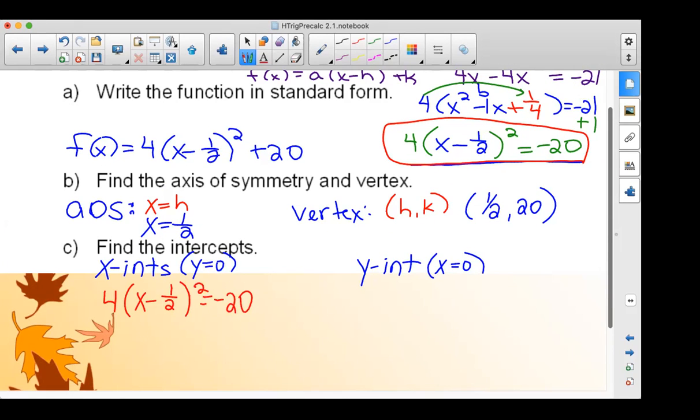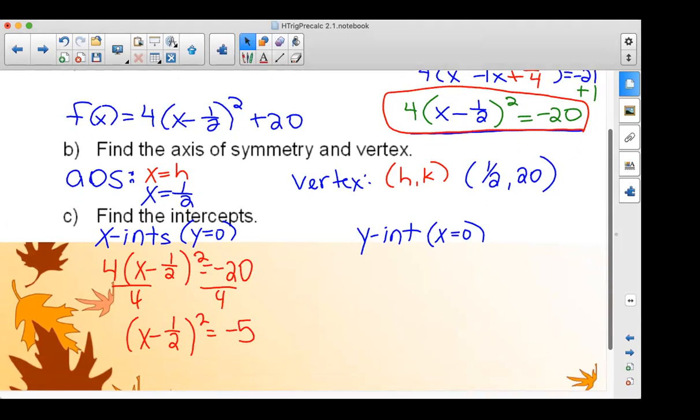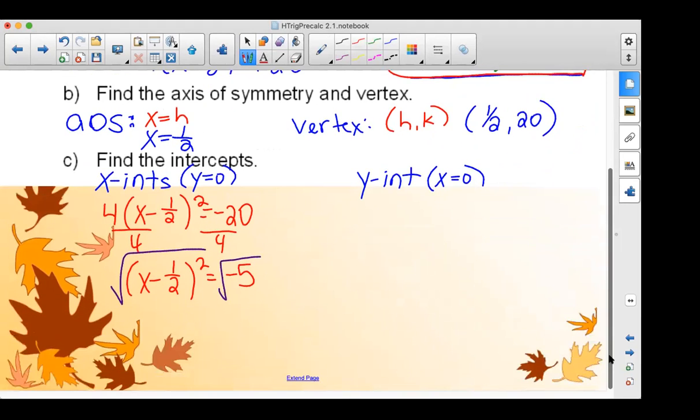So Tyler, to solve this, you would divide by 4. And then what would you do, Tyler? Square root. What happens when you take the square root of the right side?